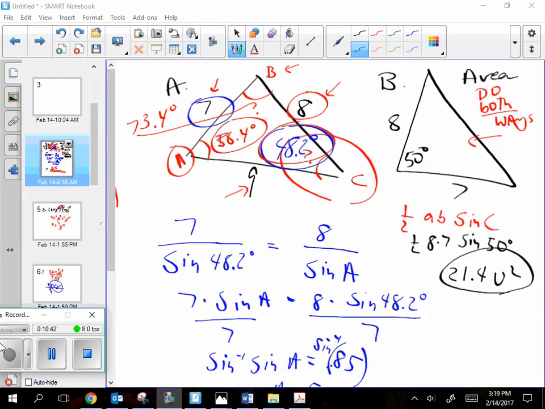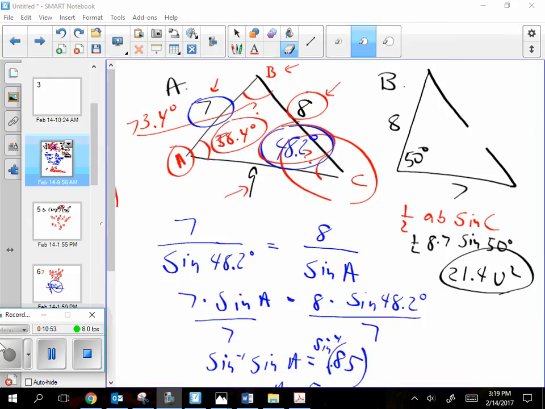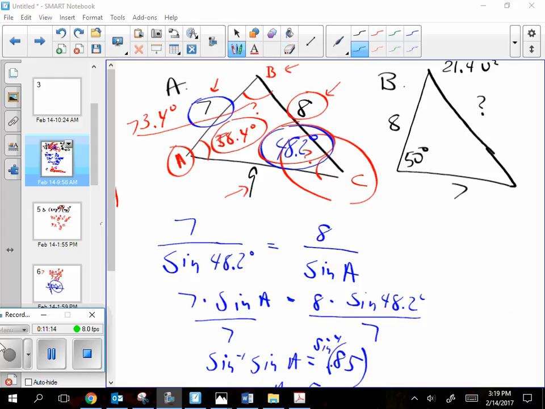Now, I said to do it both ways. Well, I need the other side then, this side over here, to use Heron's to do the area. So to get this side right here, I am now going to take a moment. I'm going to write the 21.4 up here so we can remember the answer is supposed to be 21.4 units squared. We'll see if that comes out right. So I'm going to solve now for the question mark. It's going to take me a second to find that side, but I hope you know I can't use law of sines for this because I don't have an angle across from it. So instead, I'm going to use the law of cosines.